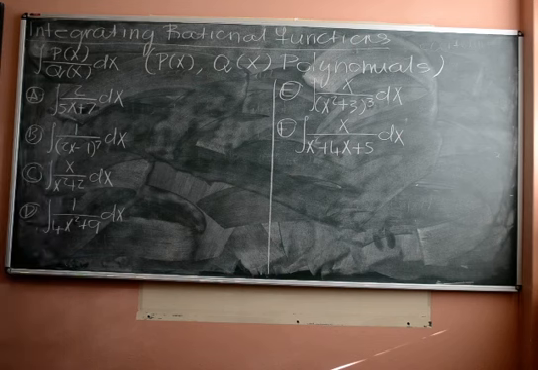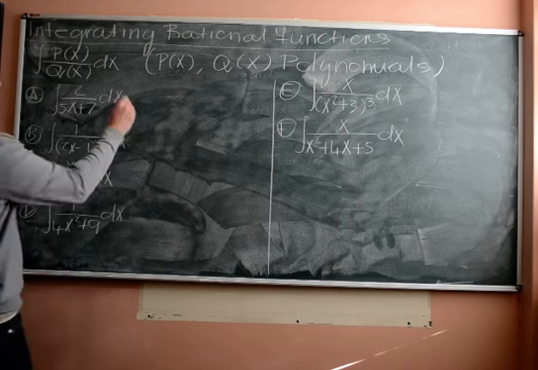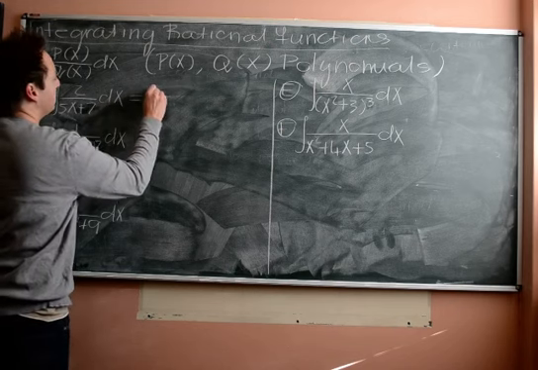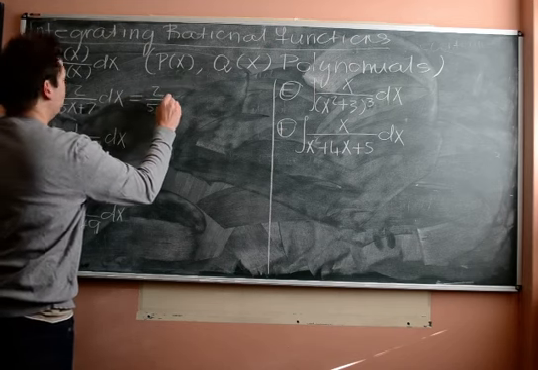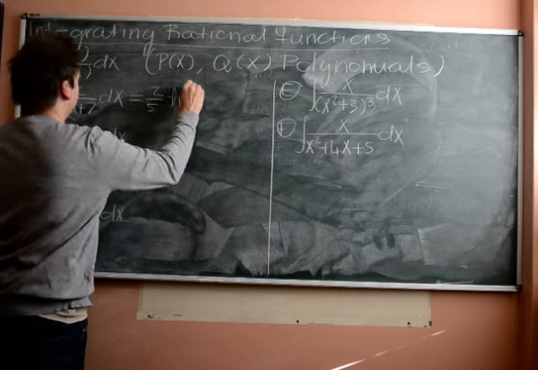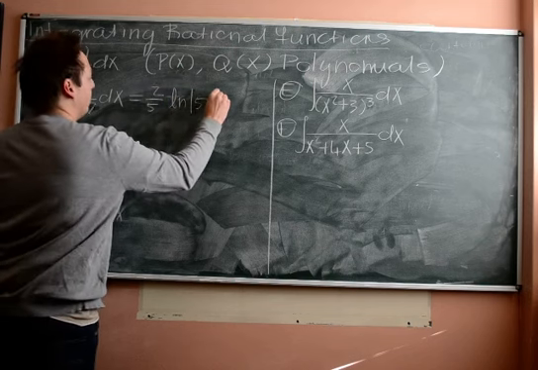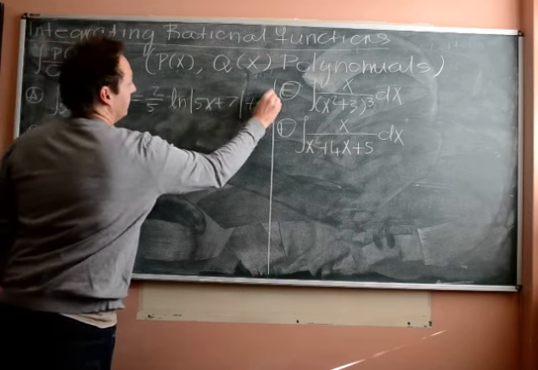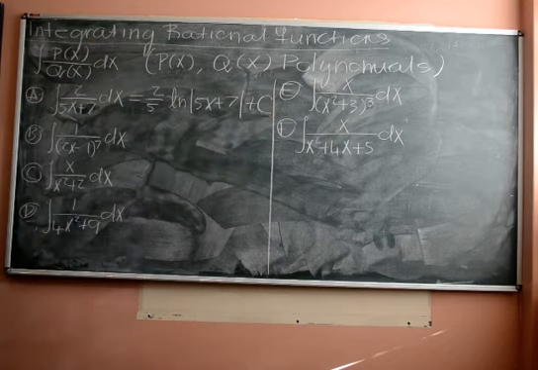For instance, I've written 6 different forms here on the board. And each of these has a relatively simple integral. For instance, in the first case, the integral is just 2 over 5 ln absolute value 5x plus 7, of course, plus c.